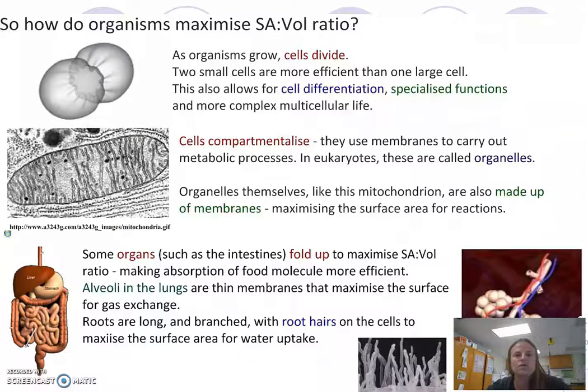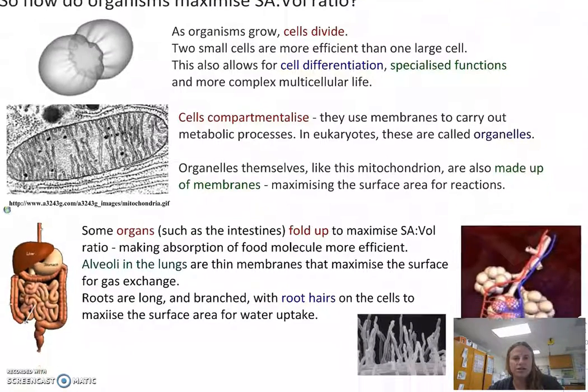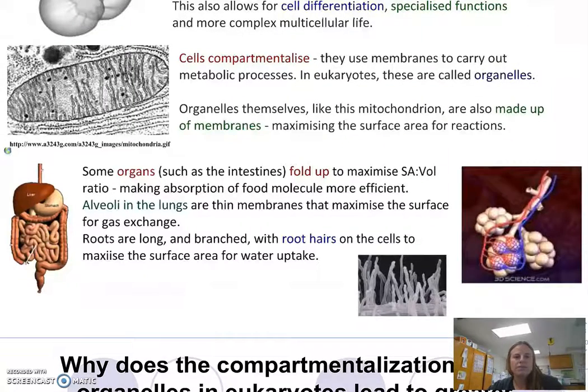Well, first of all, as organisms grow, those cells divide like we saw in binary fission. It's going to allow for cell differentiation. It's going to allow for specialized functions, especially in these more complex multicellular organisms. Cells compartmentalize. They use membranes to carry out their metabolic processes. And then organelles themselves are also made up of membranes, maximizing the surface area for reactions to occur. If you look at some organs, they fold up to maximize that surface area to volume ratio. For example, in the small intestines, and in the alveoli in the lungs.